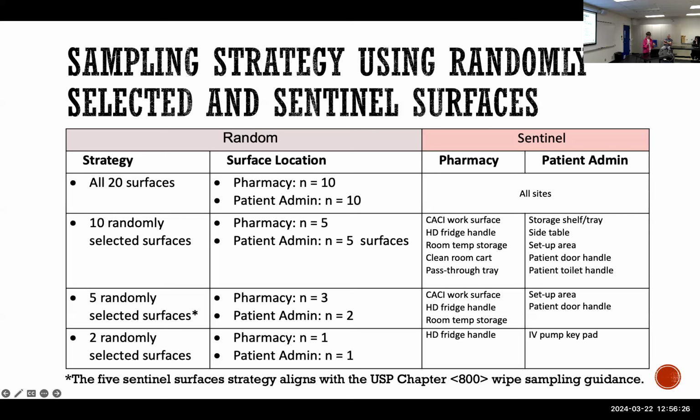So we looked at, as I said, 20 surfaces, 10, 5, and 2. So with a random strategy, we just randomly selected from those 20 surfaces that we used in our study. In the sentinel surface strategy, we intentionally selected our surfaces, again, both in pharmacy and patient administration, but we selected the samples that had the highest frequency of contamination.